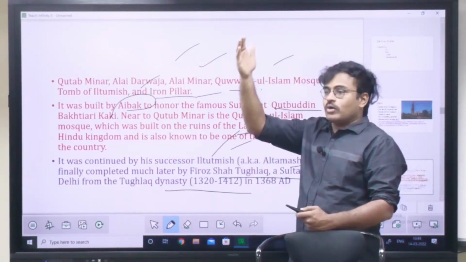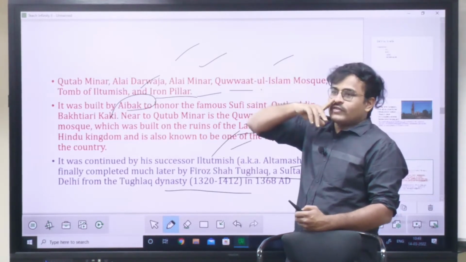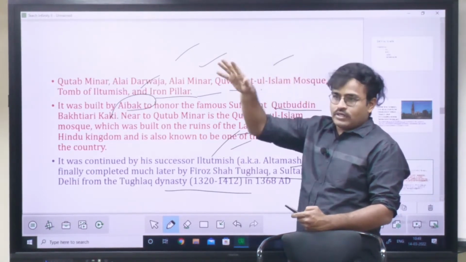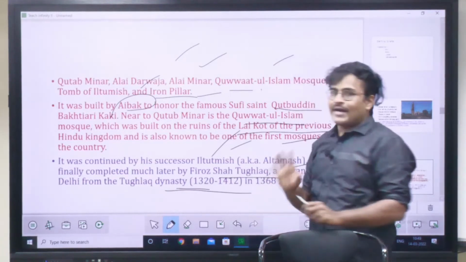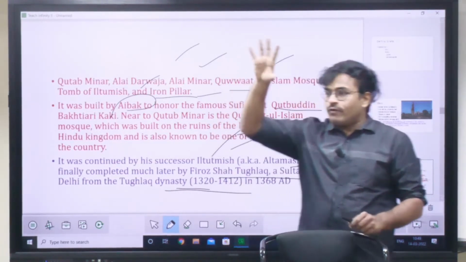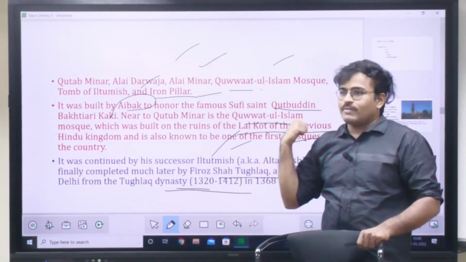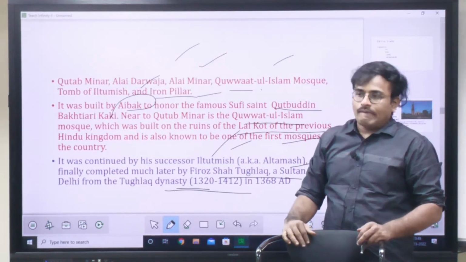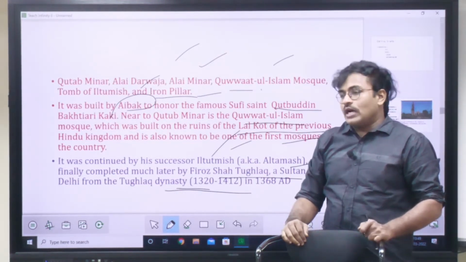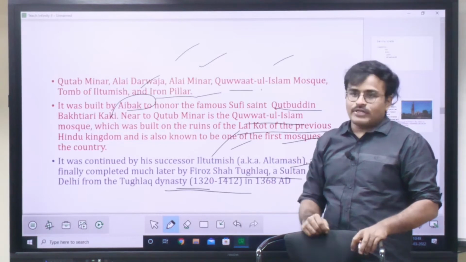After that, there was thunder, because of which lightning struck and the complex got damaged. It was Firoz Shah Tughlaq who repaired the Qutub Minar and placed the 5th floor, which is the marble floor. It was placed by this person, Firoz Shah Tughlaq. Alauddin Khilji also made some improvements to the structure.